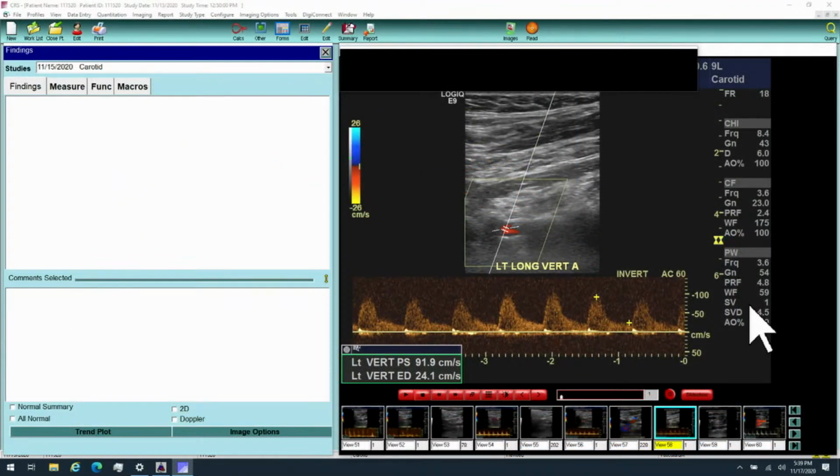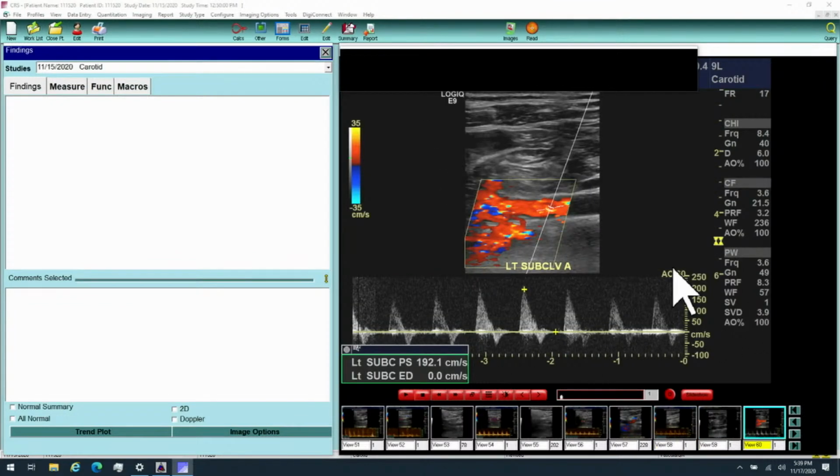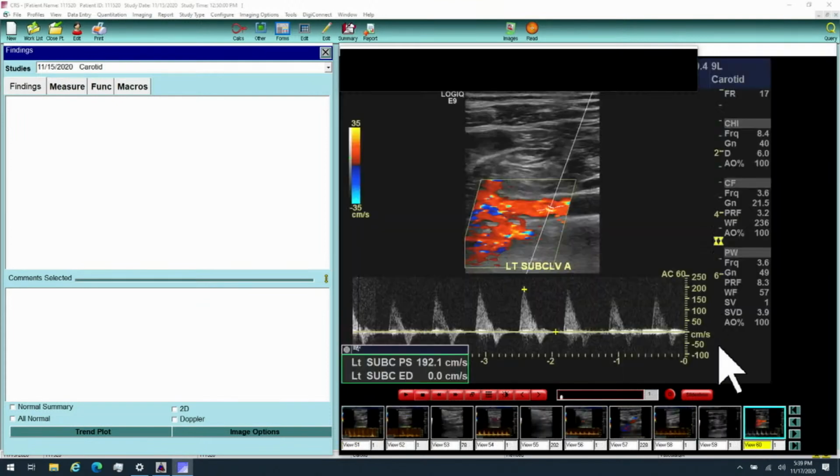Cool. So let's see the subclavian and let's see what our interpretation is. Triphasic. Okay. And again, on the subclavian, our threshold is 200. This was under 200, just under. But again, the waveform tells you that this is a healthy looking subclavian, versus the not so healthy looking subclavian on the right side.